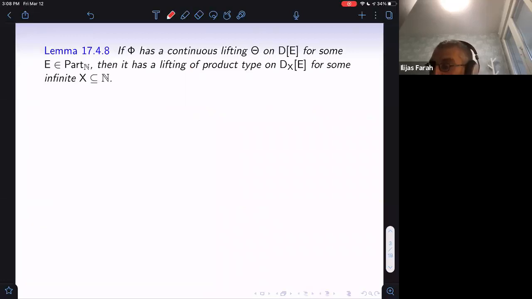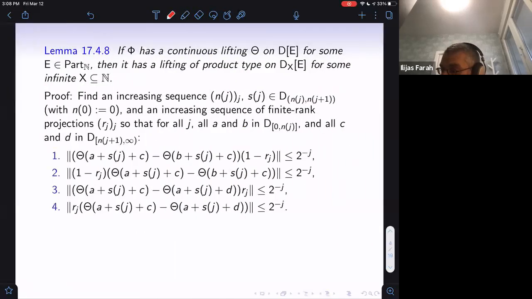All right, so this is what it means to be of product type. And here is the lemma whose proof I sketched last time. If phi has a continuous lifting theta on some D of E, then it has a lifting of product type on D_X of E for some infinite X subset of N. Now, maybe I should remind you, D_X of E is product over n in X of those D of n's. So we go to subproduct, and remember, we think of this not only as a quotient, but also as a subspace of D of E, because in each coordinate we have 0, and we think of elements of D_X of E as those elements whose support is a subset of X, and outside of X they are equal to 0. Right. Now, the part of the proof that we went over last time was finding these stabilizers.